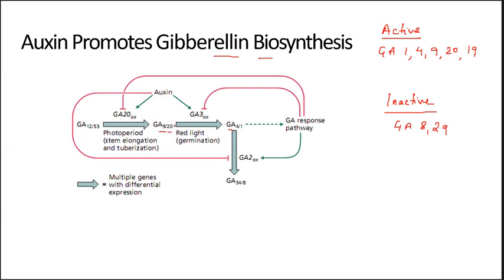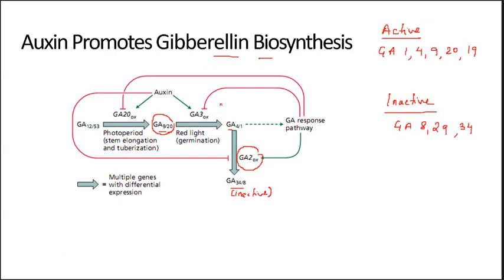So see here that auxin helps in activation of GA20 oxidase, as a result of which either GA9 or GA20 will be formed. In the last few slides we studied that GA20 was formed. This auxin also activates GA3 oxidase, which forms GA1, which we studied last. So GA1 or GA4 will be formed. Then GA2 oxidase, when it acts, forms the inactive gibberellins, which also include GA34.